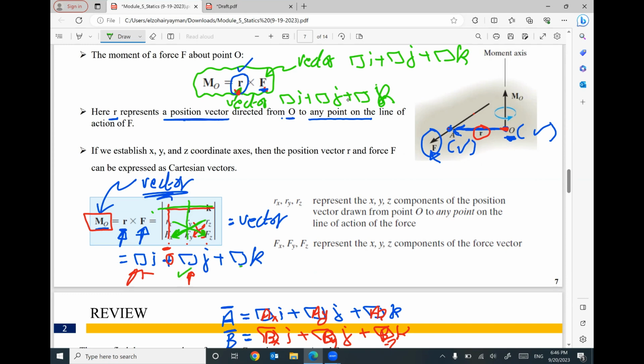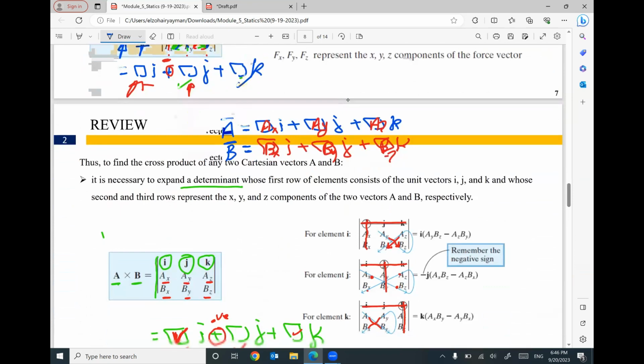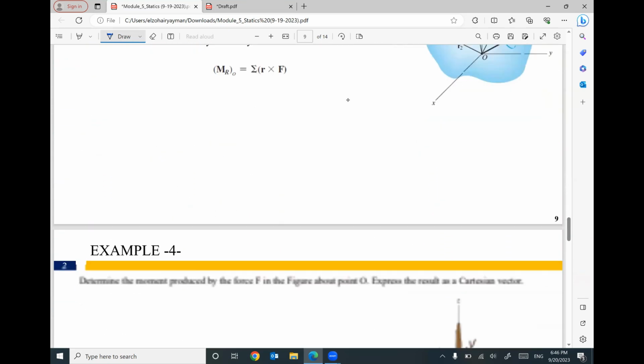The third term, I have to cancel the third column and the first row. So I can multiply this one times this one minus this one times this one. I can get the third term. That makes sense? So your value of the moment will be a vector, not just one value. Let's do an example.